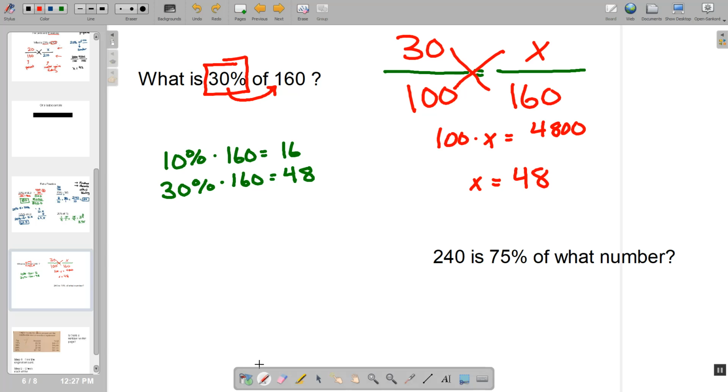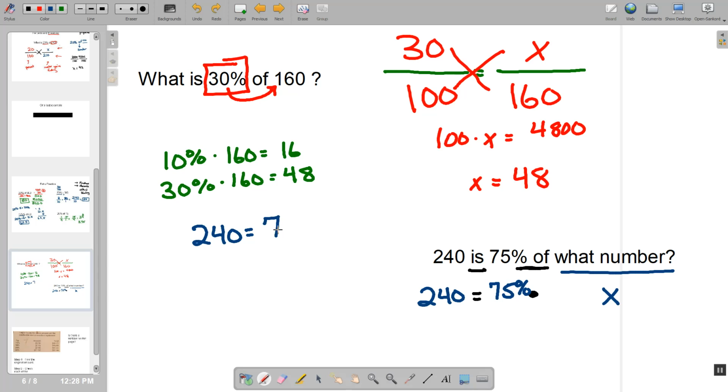Now, what if our x is not alone? Like, what happens in our problem? And that's what we're going to show right here. Is we have, once again, is equal to, percent of is multiply, and then our what number is now on the same side as where we had. So this is our x. Therefore, we have 75% times x equals 240. And now we have an actual equation where these numbers are not alone already.